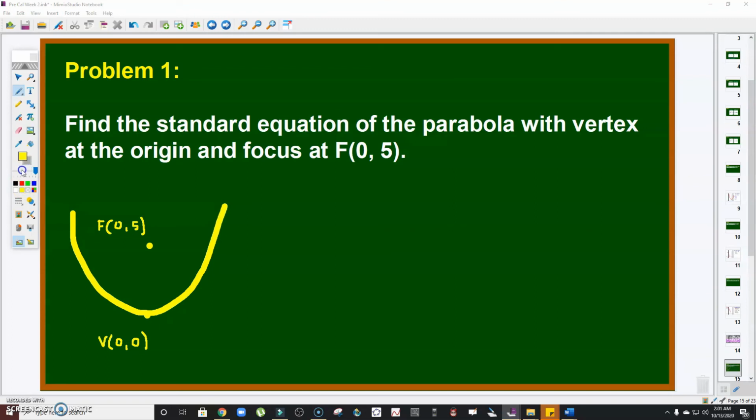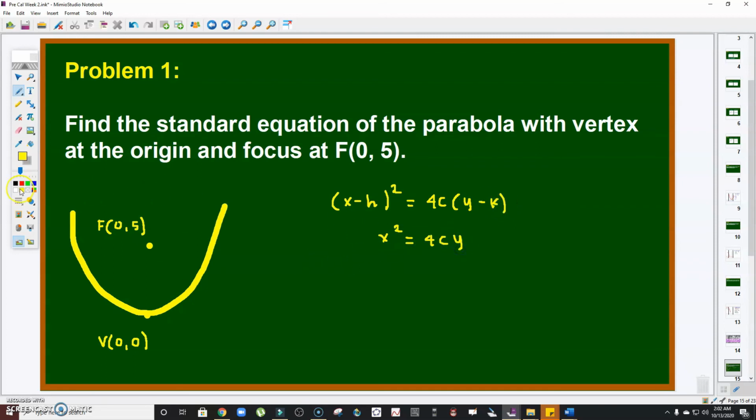So, clear? If the parabola opens upward, the squared term is (x minus h), and since the parabola opens upward, it is positive 4c times (y minus k). Now, next, take note, your vertex is (0, 0), the origin, so h is 0 and k is 0. What will be left here is x squared equals 4cy, because k is 0.